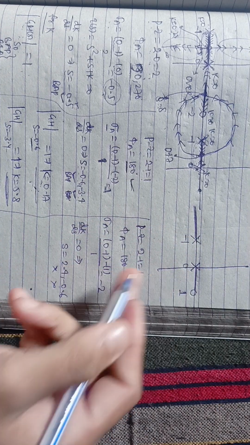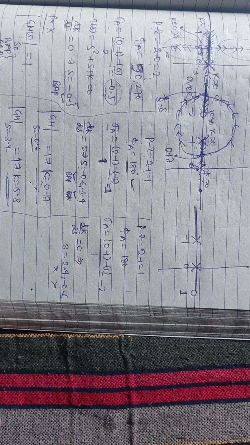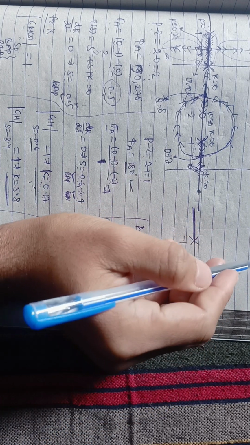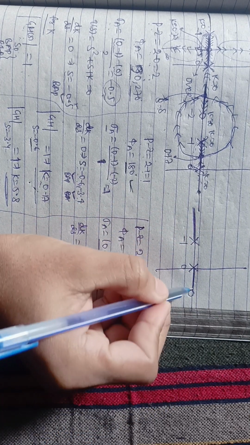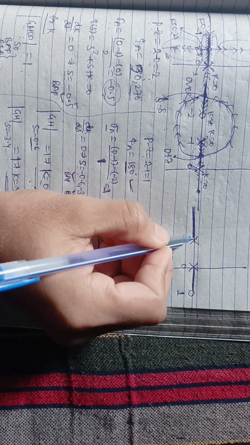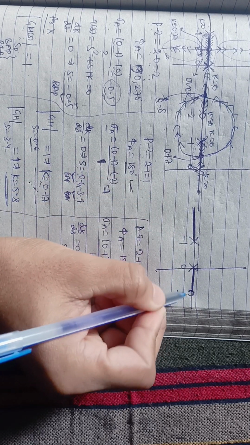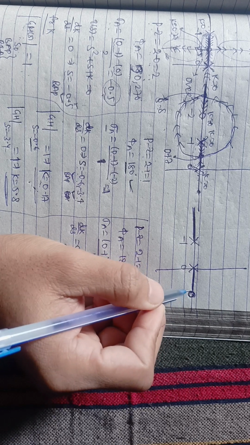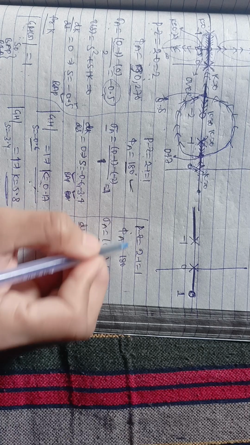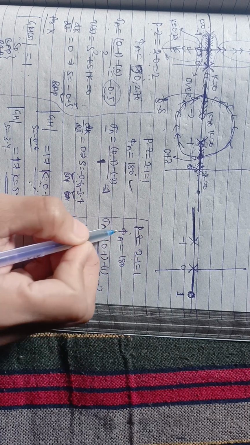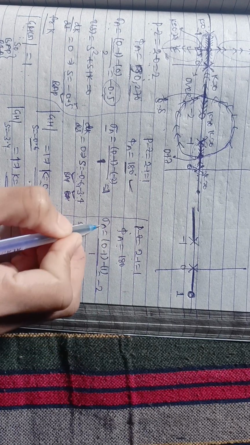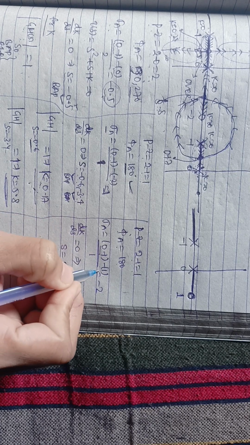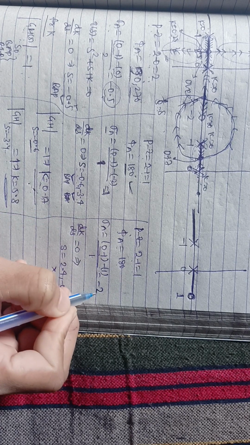So let's draw the root locus for the given question: k times s minus 1 divided by s into s plus 1. The root locus exists here, since the total number of poles and zeros to the right side is odd. So p minus z equal to 2 minus 1, which is 1, and the angle of asymptote is 180 degrees. The centroid equals the sum of real parts of poles minus the sum of real parts of zeros divided by p minus z, which comes to minus 2.